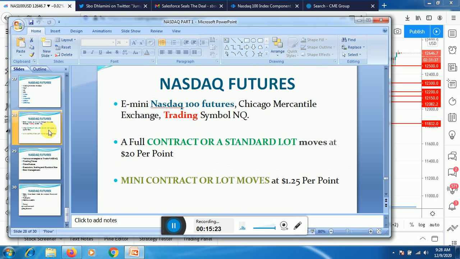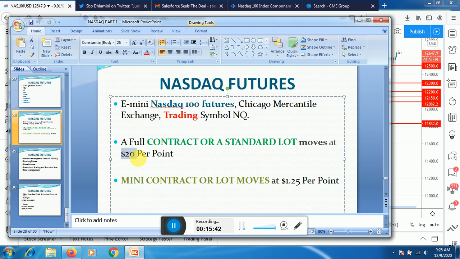So the E-mini futures, I just explained this. They are traded on the Chicago Mercantile Exchange. Another important point: a full contract or a standard lot moves at $20 per point. So if you buy a full contract for NASDAQ futures, per 1 point move, it will cost you $20 per point. And for a mini contract, a mini lot, it moves at 1.25 US dollars per point.